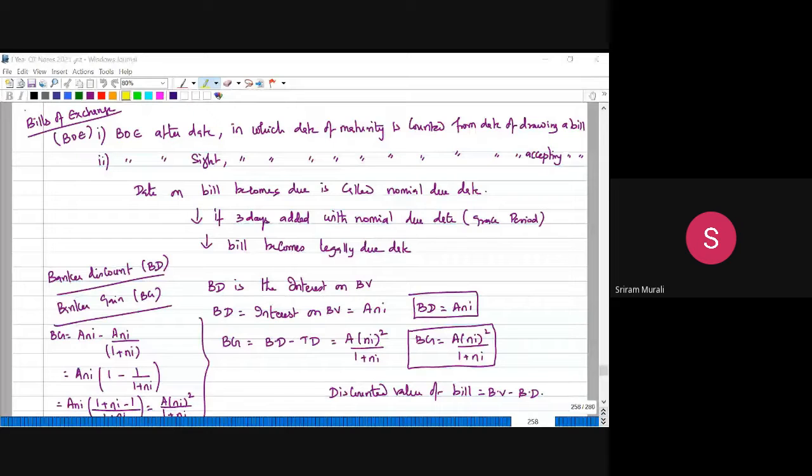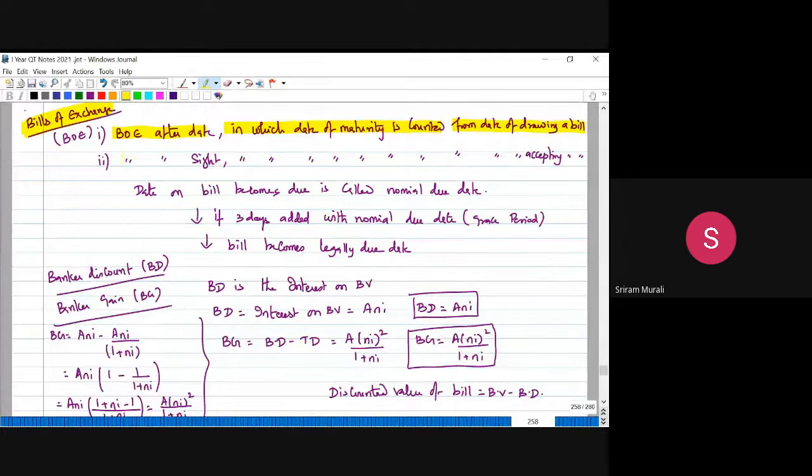Discounting bills is the last chapter of your curriculum. So bills of exchange are classified in terms of two. After date, where the date of maturity is counted from the date of drawing a bill. This is the first case.